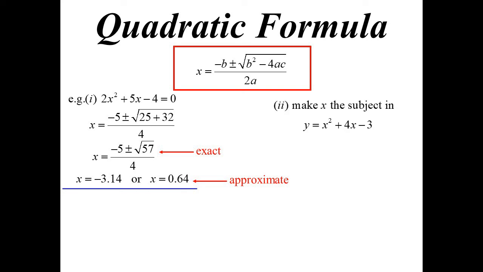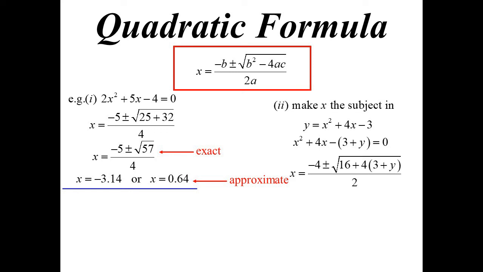We get something like this. We want to make x the subject. Okay, we can do that. We treat it as if it's a quadratic equation. As far as we're concerned, y is just a number. So we make it look like a quadratic. It goes with the constant now because it's just a number. And we can use the quadratic formula.